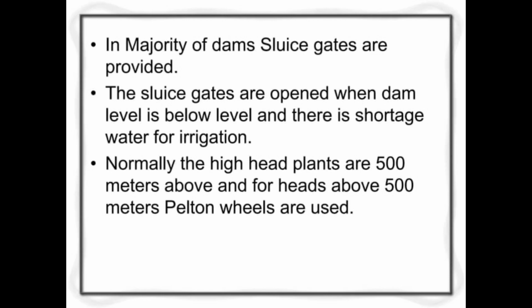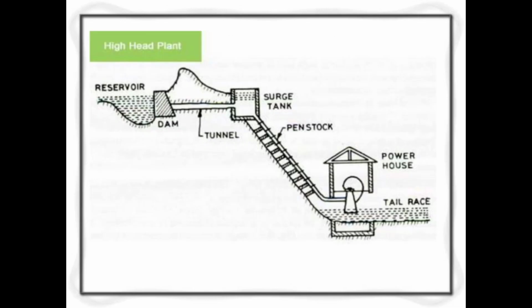In the majority of dams, sluice gates are provided. The sluice gates are opened when the dam level is below the required level and there is a shortage of water for irrigation. Normally, high head plants are those above 500 meters, and for heads above 500 meters, Pelton wheels are used. So this is the schematic diagram of high head plants.